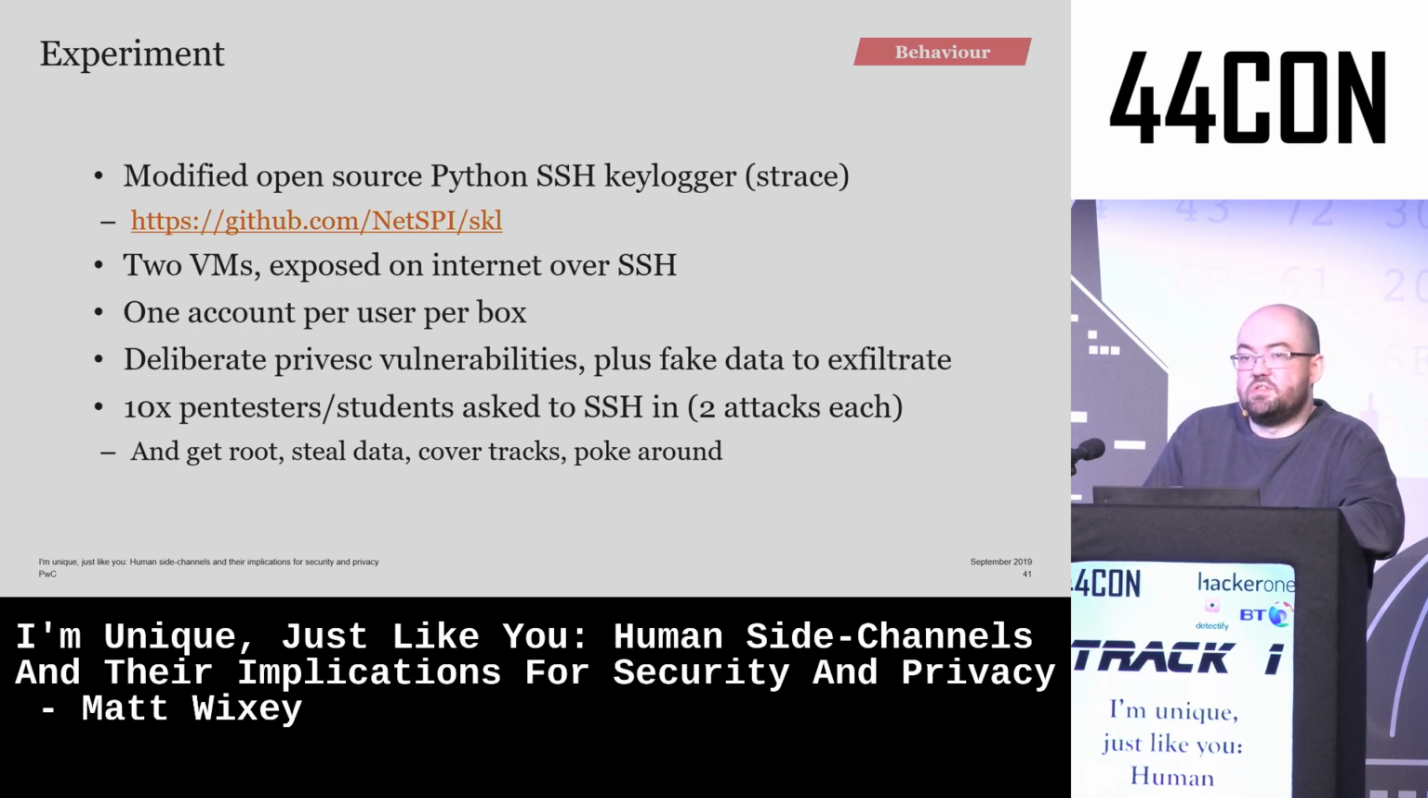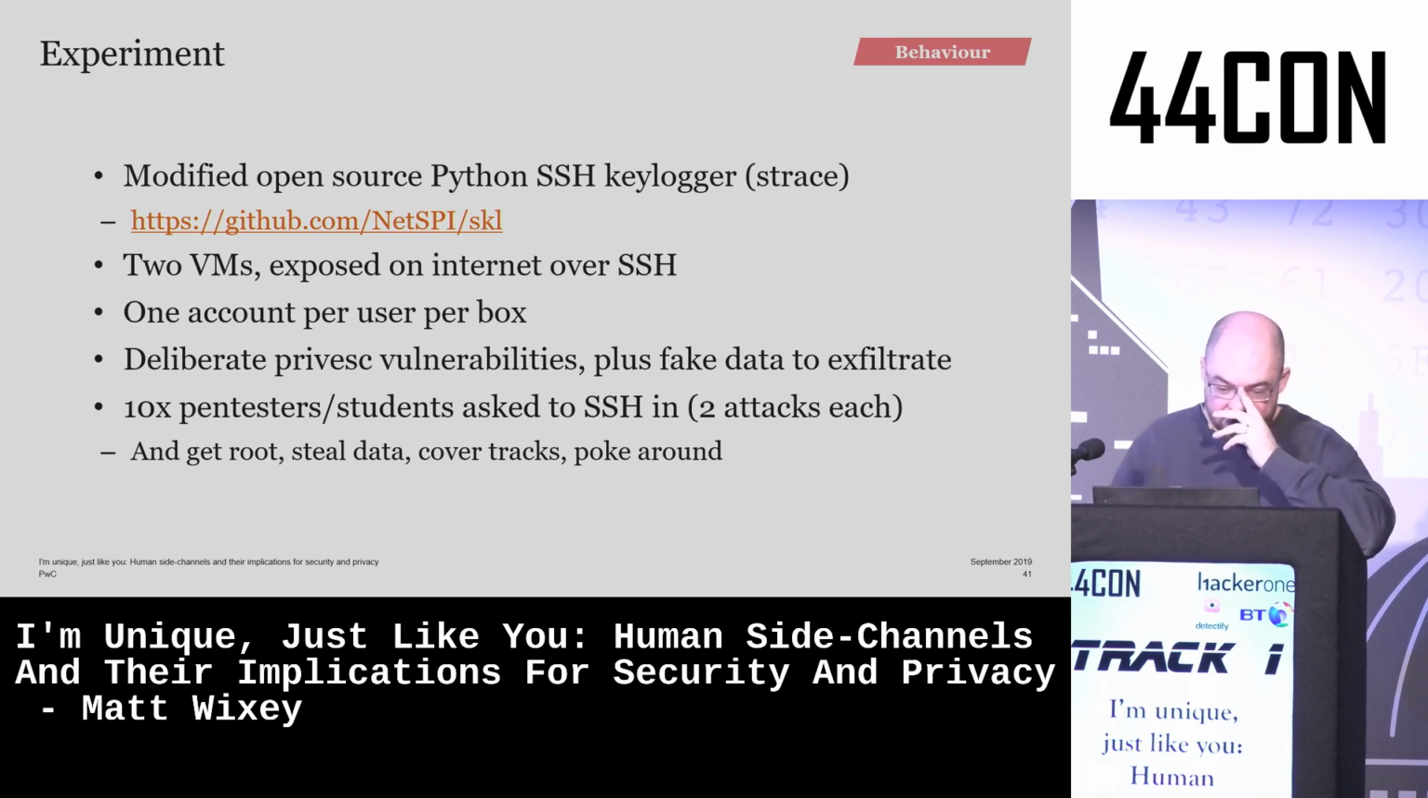So I ran an experiment to test case linkage analysis against offenders attacking a vulnerable VM. I modified an open source Python keylogger, which uses strace, so you can download that from GitHub. I exposed 2 VMs on the internet over SSH, and I set up 1 account per user per box. I configured those VMs with deliberate privilege escalation vulnerabilities, and then put some fake interesting data on them for the attackers to exfiltrate as well. And then I got 10 pen testers, students and amateur enthusiasts to SSH in with low privileges to each of those VMs.